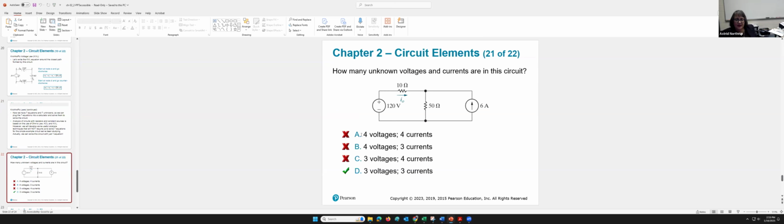All right, here's a good one. How many unknown voltages and currents are in this circuit? Okay, so we know the voltage here. We do not know the voltage here or here. We know the amperage here. All right, so we don't know the voltage. So we have 1, 2, 3 unknown voltages. Can we calculate them? Absolutely, but right now they are unknown. How about currents? We don't know the current here. We don't know the current here. We don't know the current here. But we do know the current here. So we have 1, 2, 3 unknown currents.